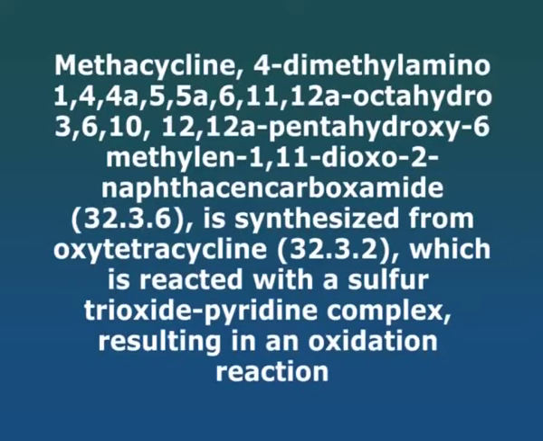Methacycline is 4-dimethylamino-1,4,4A,5,5A,6,11,12A-octahydro-3,6,10,12,12A-pentahydroxy-6-methylene-1,11-dioxo-2-naphthacene carboxamide. It is synthesized from oxytetracycline, which is reacted with a sulfur trioxide pyridine complex, resulting in an oxidation reaction.